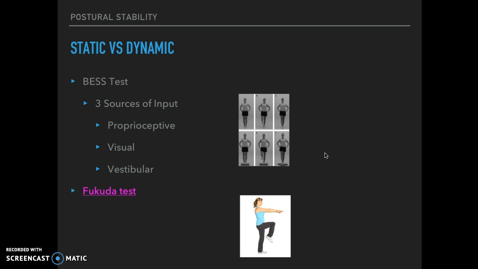That's a test that I've seen Dr. Cutter do on a number of occasions to assess the patient's postural stability as part of a concussion assessment.